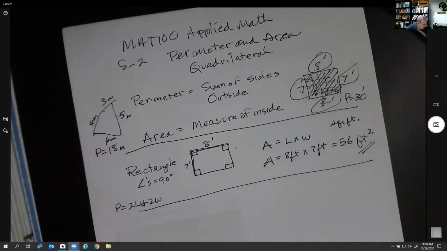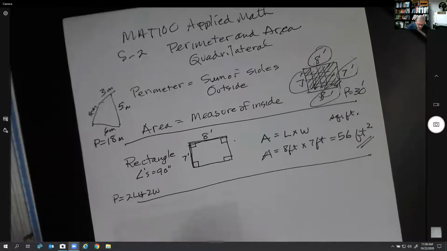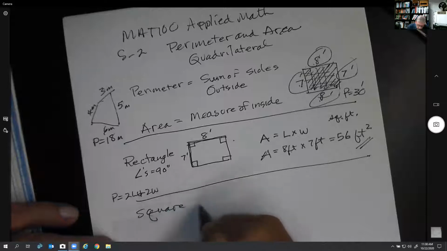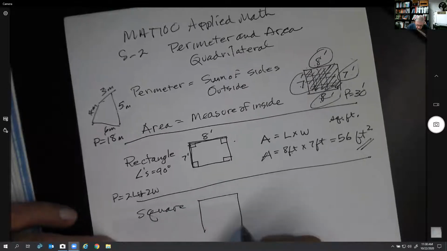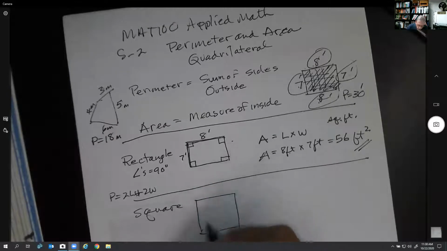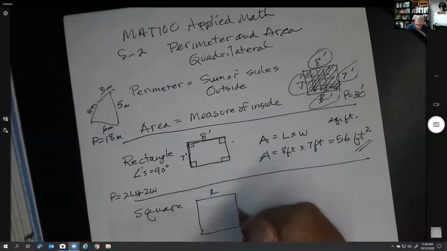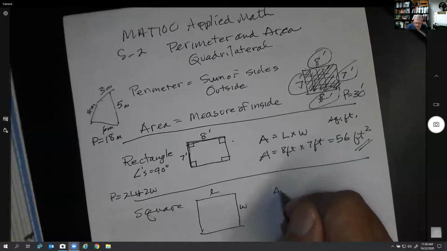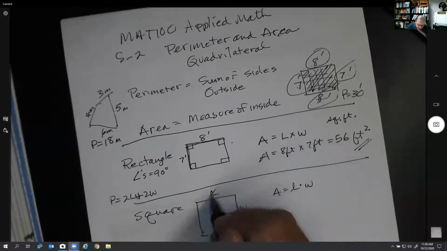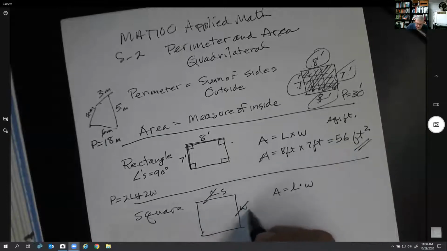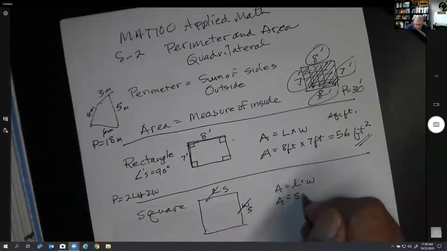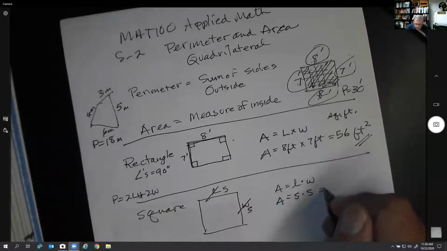Okay, area of a square. Well, area of a square, let's see if I can draw a halfway decent square. This would be the length and the width. The area is still the length times the width, right? But since they're both the same, this side and this side are exactly the same, we could say the area is side times side, or side squared.